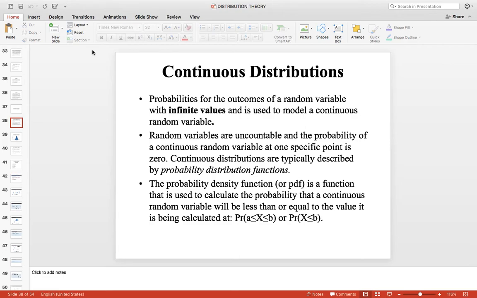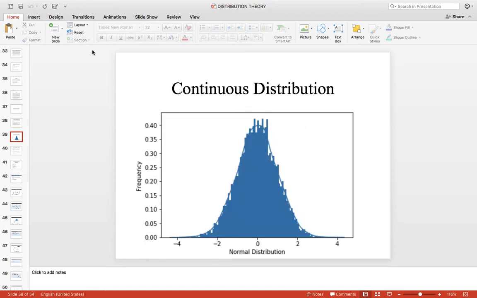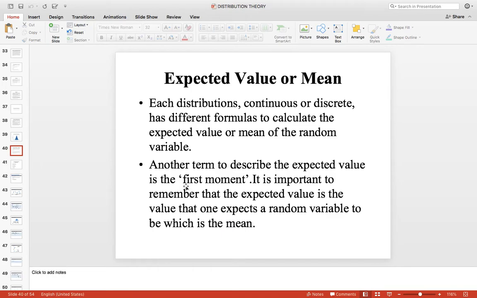A probability density function, or PDF for short, is a function that is used to calculate the probability that a continuous random variable will be less than or equal to the value at which it is being calculated. Now you can find out the probability of x being between a and b, or the probability of x being less than b or greater than b. This is what a continuous variable looks like. Because it's continuous, it takes all conceivable values in this range, and this is a continuous distribution, the example of a normal distribution.